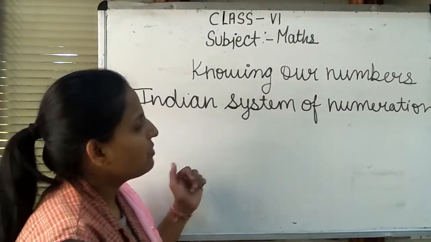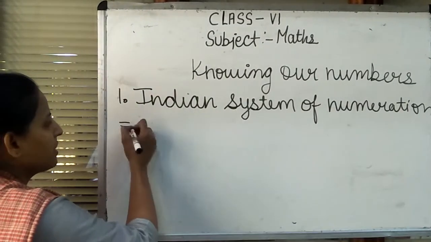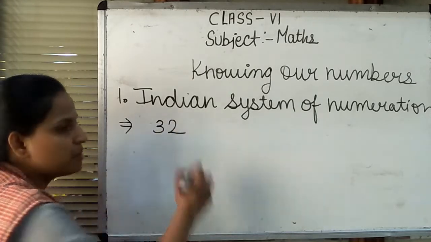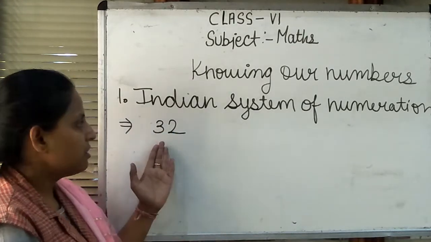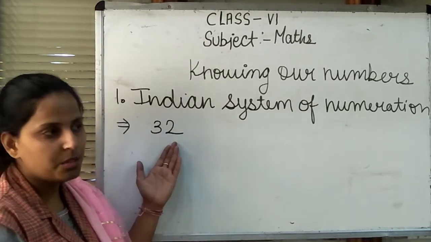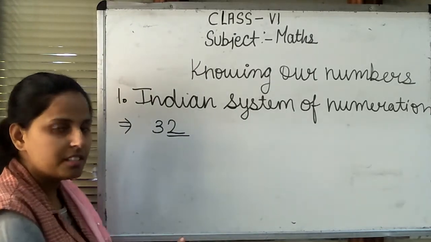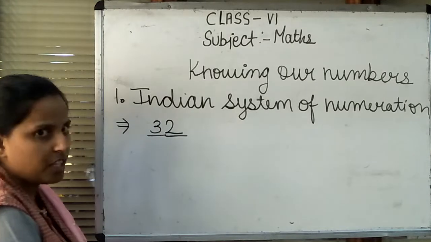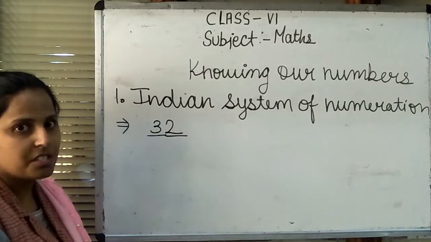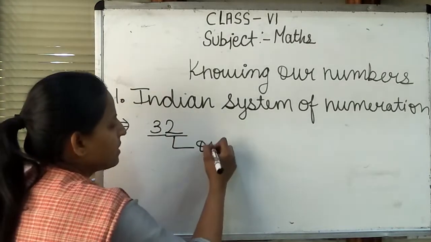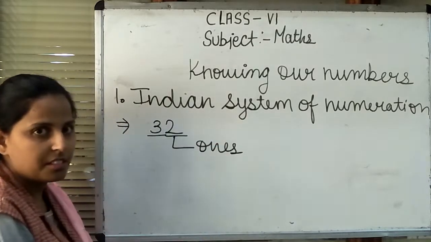Clear? But first, let me give an example, like 32, because it is a two digit number. So now 3 and 2, how to write the name here? Now 2 is in the ones place because this is the one digit number. When we combine it with the 3, it becomes a two digit number, and 2 is placed at the ones. It is called the ones digit.